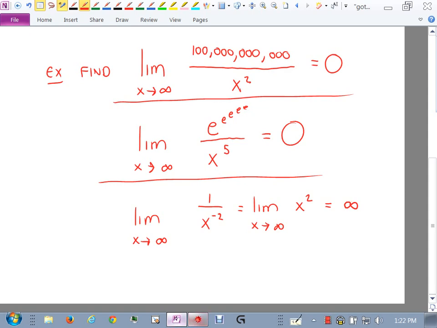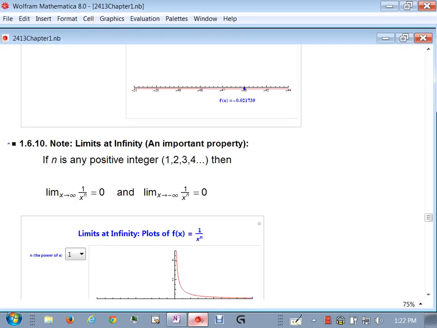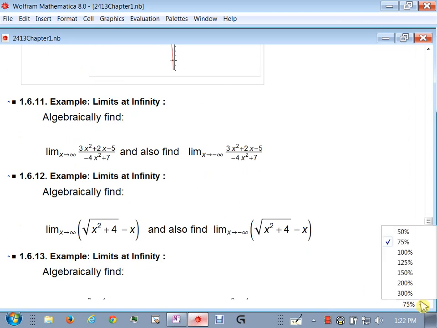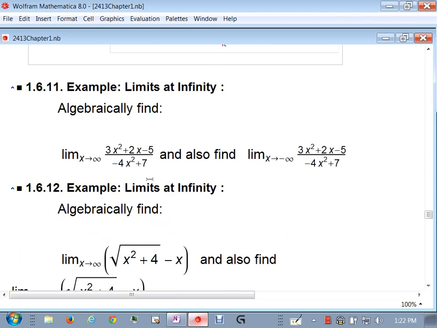Now let's do some of the problems that are appearing here. So first one I'm going to do is this one here. I'll zoom in on it. We're going to find the limit as x goes to infinity of 3x squared plus 2x minus 5 over negative 4x squared plus 7.